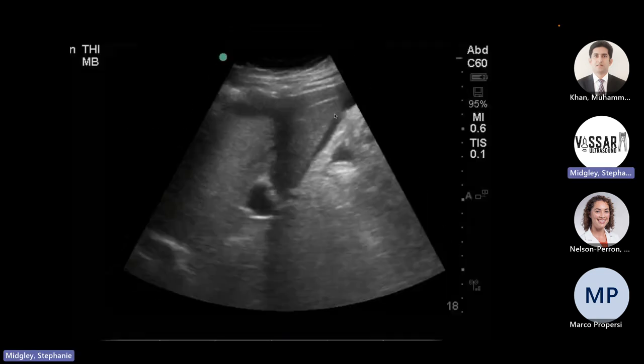This one's a little bit tricky. There's free fluid here. If you look at that inferior tip, again, you don't see kidney, so they're not posterior enough, and you don't see your spine, so I don't know if my depth is good. They just got lucky and happened to be positive.